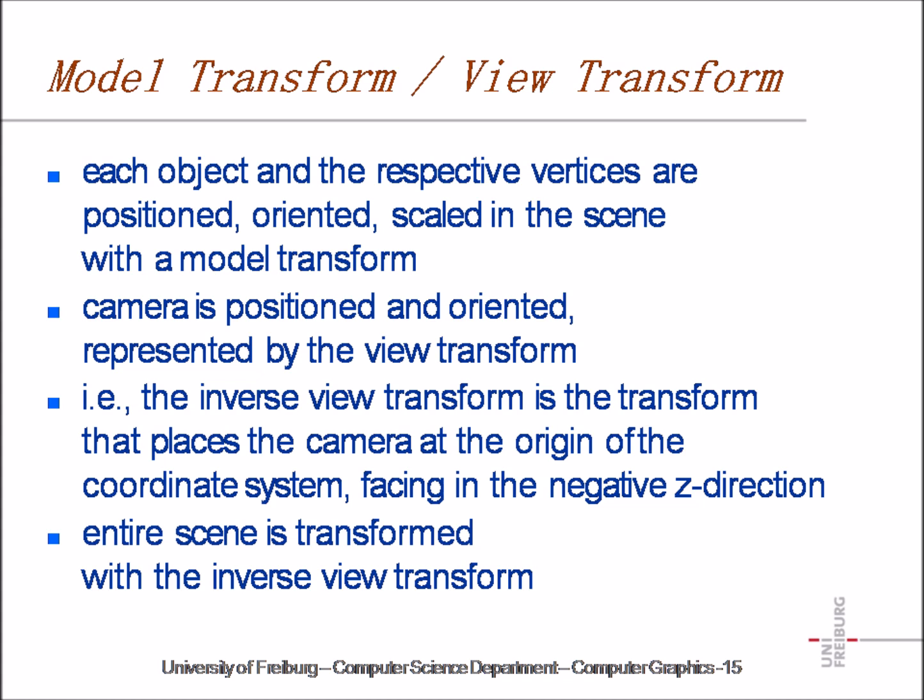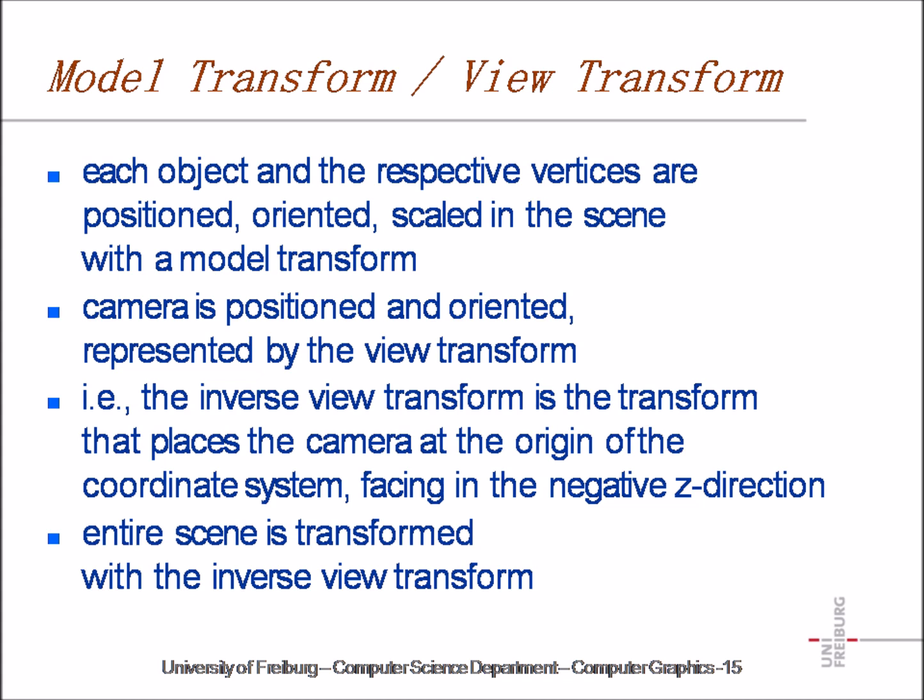Keeping this in mind, you can see on the slide, number 1 point: each object and the respective vertices are positioned, oriented, and scaled in the scene with a model transform. Here the scene is a natural scene representing a 3D environment. So to capture the object in the 3D scene, number 2 point says the camera is positioned and oriented, represented by the view transform. Here an important point is raised.